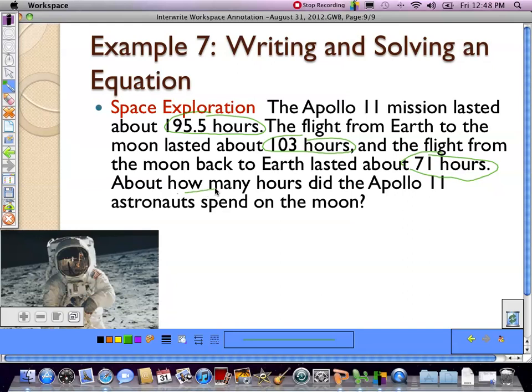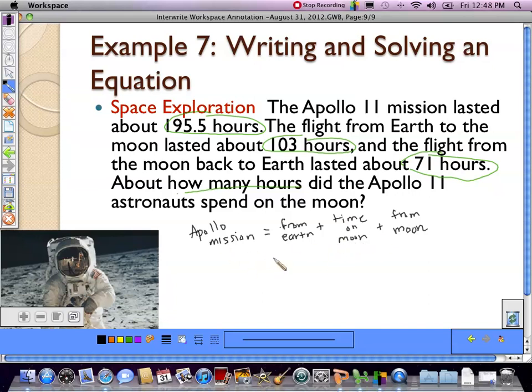About how many hours, that's what we're looking for, about how many hours did the Apollo 11 astronauts spend on the moon? So if we talk this problem through, we can kind of write it out in words. The entire Apollo mission is going to equal the time it took to fly from Earth plus the time the astronauts spent on the moon plus the time it takes to come back to Earth from the moon. So this kind of puts your word problem into an equation using words.